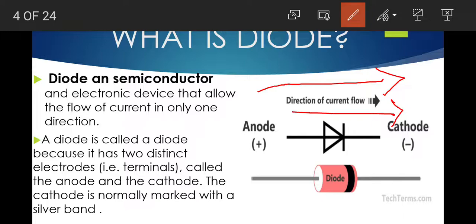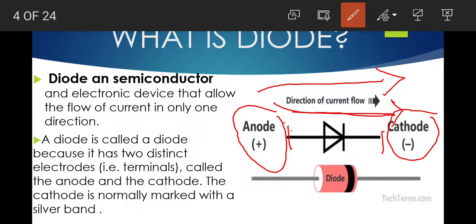You can see that. Now a diode has two terminals. Two terminals means end points. One terminal is the anode, which is positively charged, and the other is the cathode, which is negatively charged. Now from anode to cathode our current will flow, and because of that a diode forms. Now why is it called a diode? Because it has two opposite charge terminals, one positive and one negative, meaning anode and cathode.